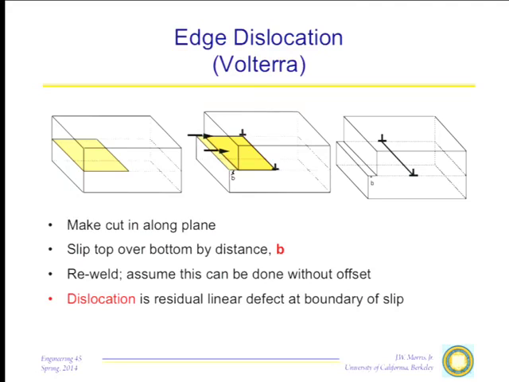Suppose I create what's called an edge dislocation of the Volterra type. Let me take the crystal and make a cut along a plane, something like this. Let me now take the top of that crystal and compress it with respect to the bottom of the crystal by a vector b in that plane, the so-called Burgers vector.